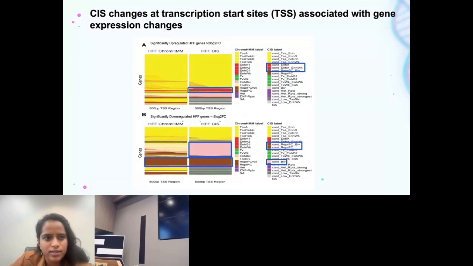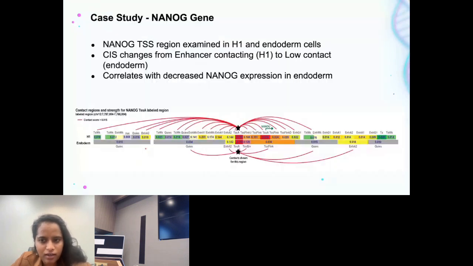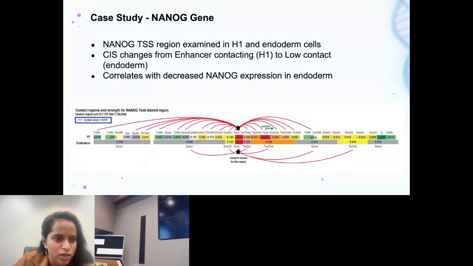We also did a case study of the NANOG gene. NANOG is a well-characterized pluripotency gene in H1 embryonic stem cells. We took contact scores greater than 0.015. It is a threshold chosen because the contacts above this threshold are considered strong enough to be biologically relevant.